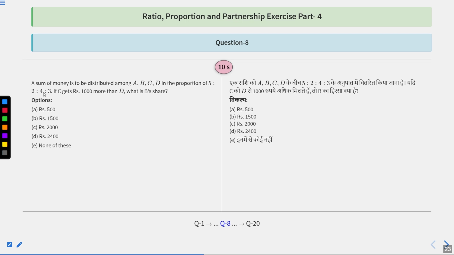A sum of money is to be distributed among A, B, C and D in the proportion 5 ratio 2 ratio 4 ratio 3. If C gets rupees 1000 more than D, what is B's share? You have 5 options and 10 seconds to analyze the question. Your time starts now.